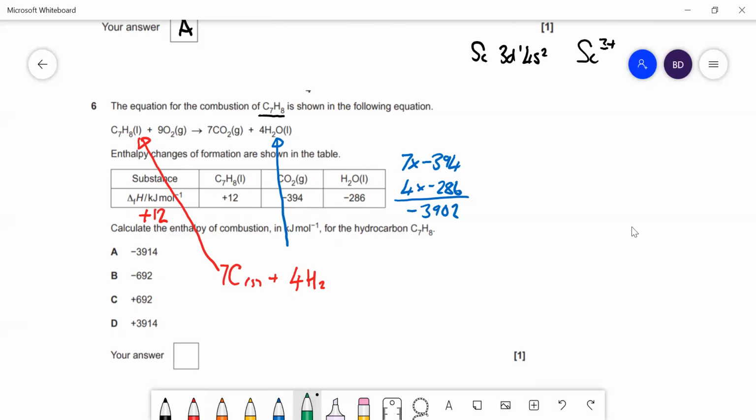Now we want to work out that delta H there, which is done in green. We're going against the red arrow, so we turn that plus 12 into a minus 12. We're going to go that way. And then we're staying with the blue arrow, going up there, so that stays the same sign. And that is equal to minus 3914 kilojoules per mole. So A is the answer there.